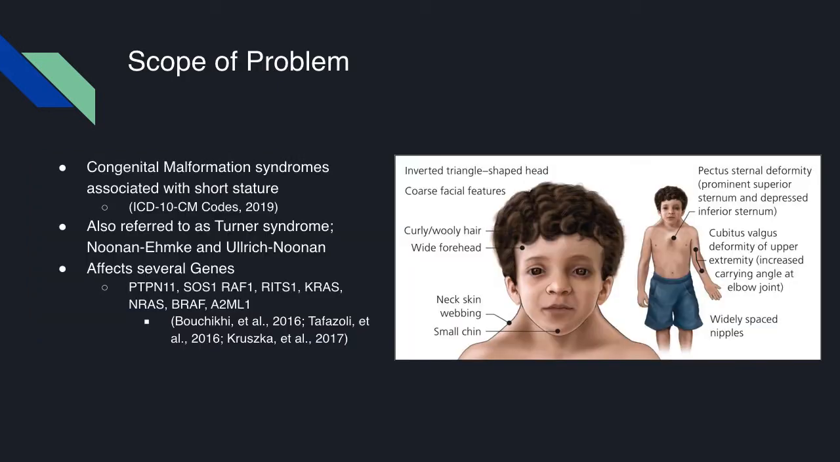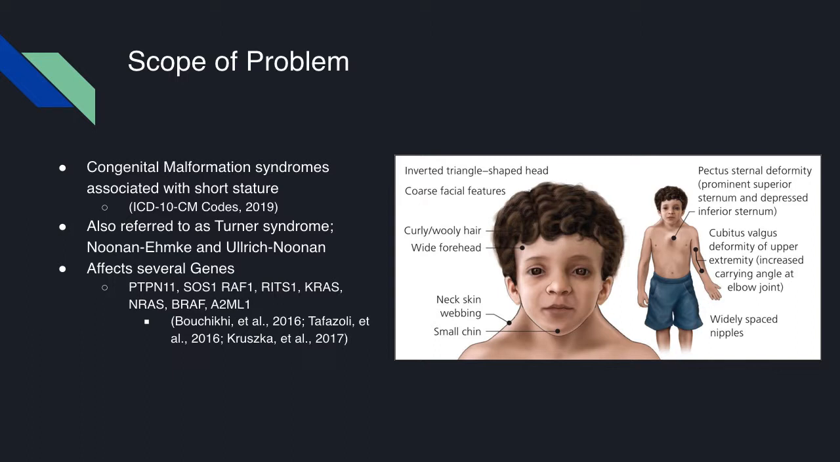So now on to Noonan syndrome. Noonan syndrome, as the ICD-10 code says, is actually a congenital malformation syndrome associated with short stature, but it's not just that. If you look at the picture on the right, you can see a wide range of facial features that are associated with this syndrome. Noonan syndrome is also referred to as a couple of other syndromes as well. You can see here that Turner syndrome is also associated with it.